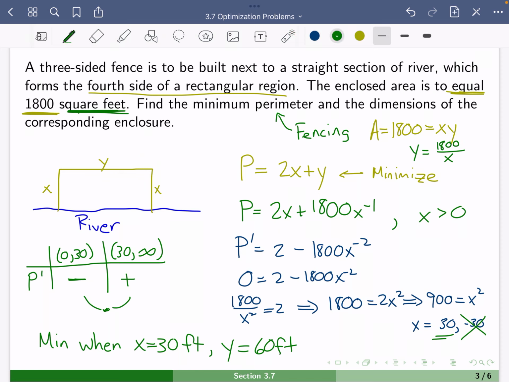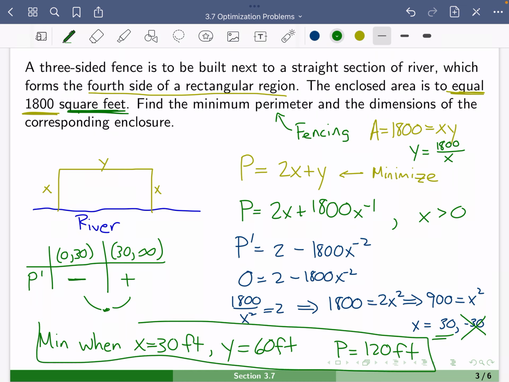What's the total amount of fence that's needed? Well, the total amount of fence that's needed is 120 feet of fencing. And that is our first optimization problem.